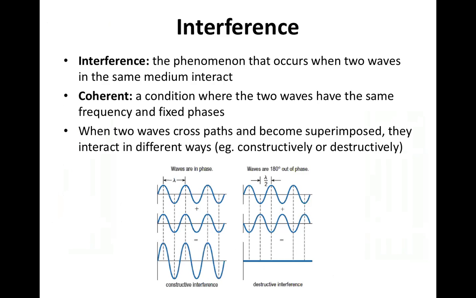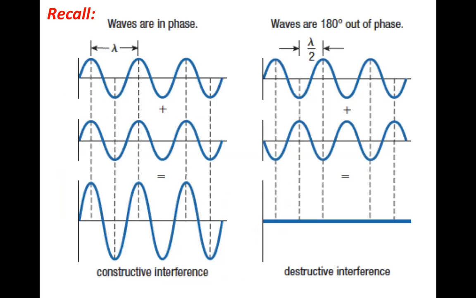Interference is the phenomenon that occurs when two waves in the same medium interact. The interference is coherent when the two waves have the same frequency and fixed phases. When those two waves cross paths, they become superimposed and they interact in different ways. So it can be constructive or destructive. Constructive or destructive.